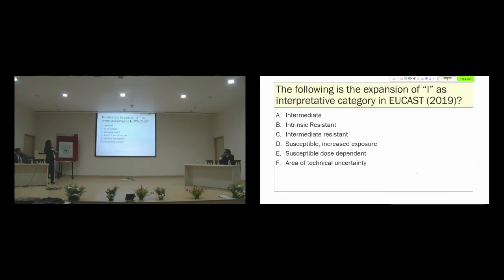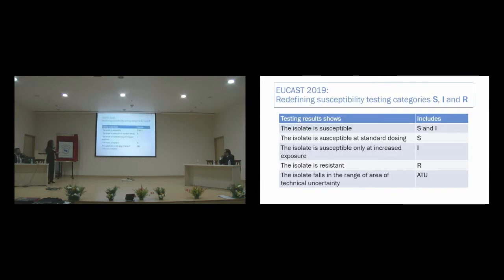The following is the expansion of I according to 2019 EUCAST. Which of the following is the expansion of I? I is not intermediate that we have seen in the previous slide. So what is it? If you press A, that means you have not listened to the previous course. Okay. So it is susceptible, increased exposure. I'm going to explain that.